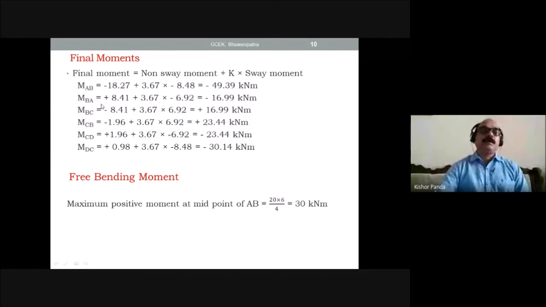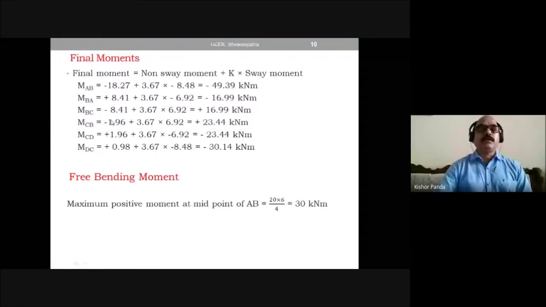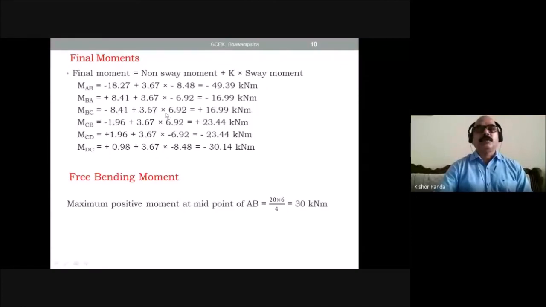Similarly, MBA. In MBA also the non-sway moment is 8.41 and the sway moment is minus 6.92, and this is the sway correction factor. So this total is equal to minus 16.99. Similarly, MBC: this is minus 8.41 non-sway moment plus the sway correction factor into the sway moment, so this is plus 16.99.